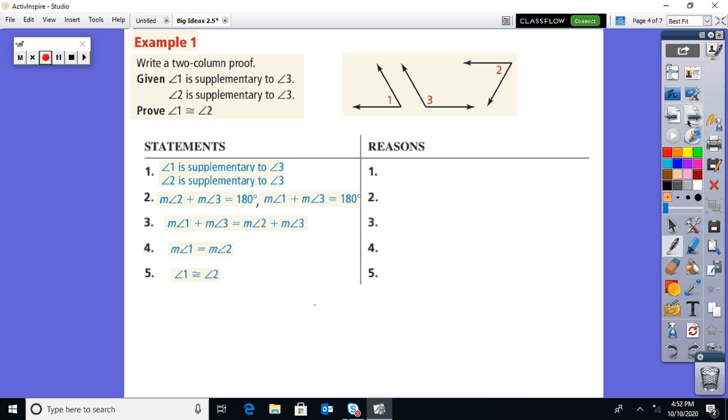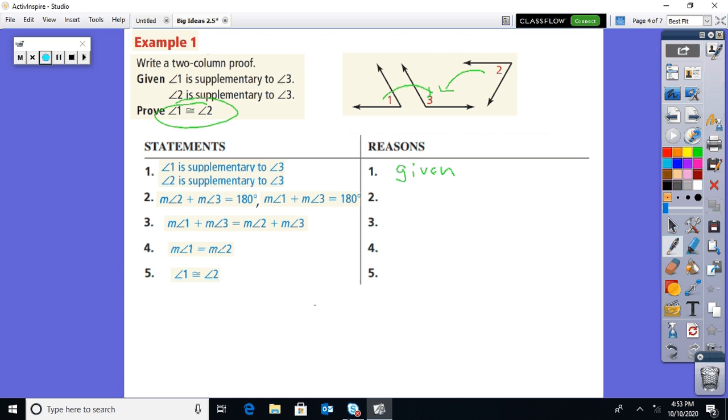All right, let's keep rolling here. In this situation, we have angle 1 is supplementary to angle 3. Angle 2 is supplementary to angle 3. So therefore, they're saying that 1 should be the same as 2. If they're supplementary to the same angle, then they should be equal to each other. So we've got to make it look pretty. First reason is always given. And then next, let's see, what did they do?